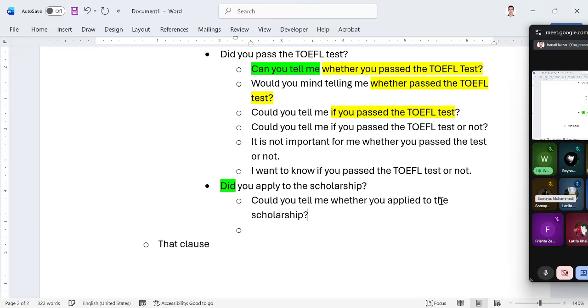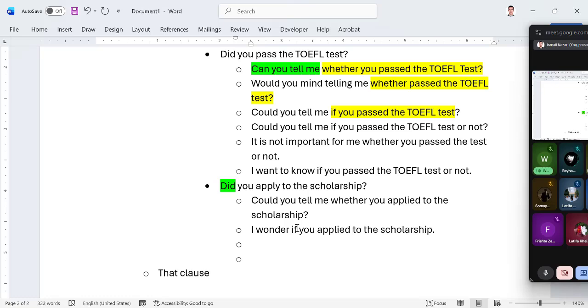Again, it is a question. We can make it a positive statement as well. I want to know, or please tell me, I don't know. So these are the possible statements, and you can have your own as well. Sir, can we say, I wonder whether you applied to the scholarship? Yeah, I wonder if you or whether you applied to the scholarship. It's positive.